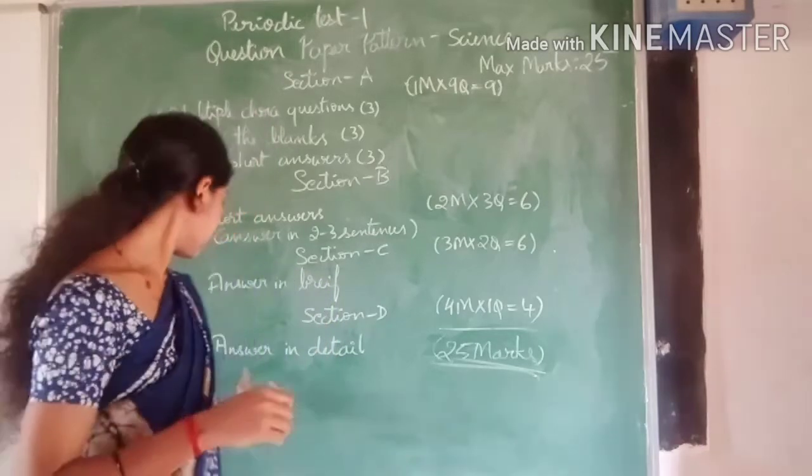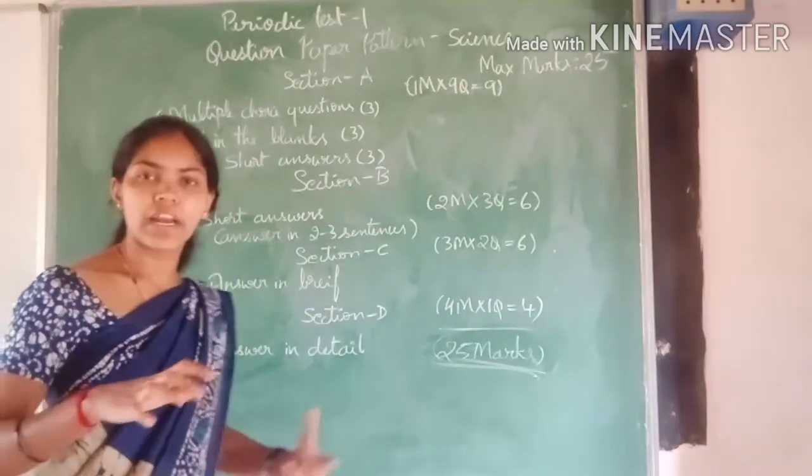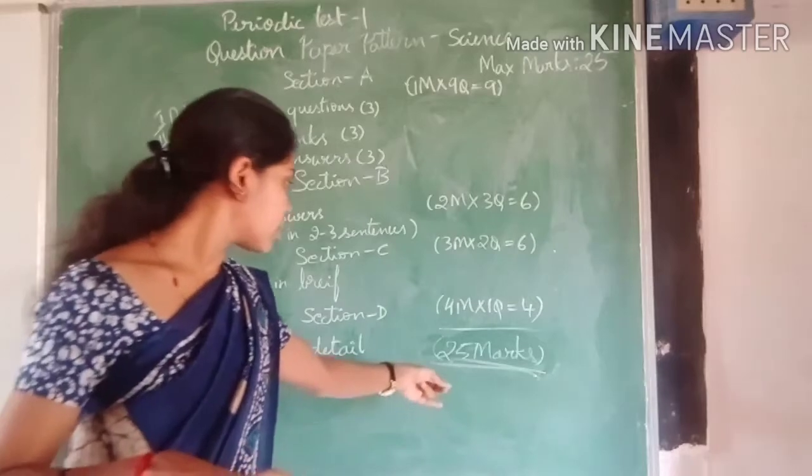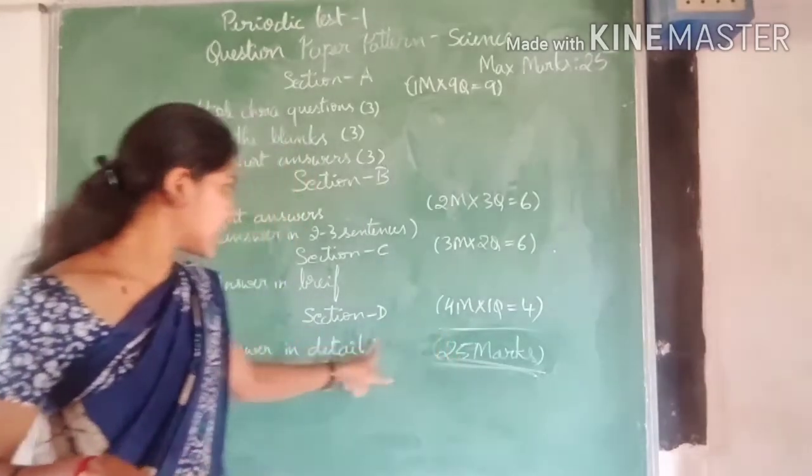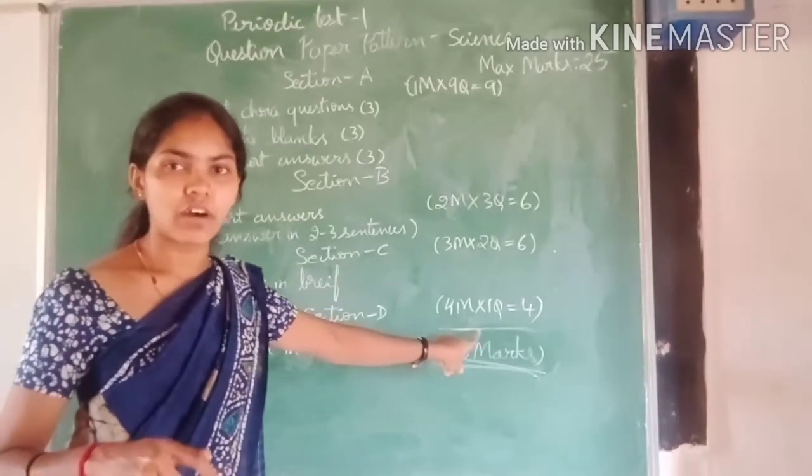Then answer in detail, you have to write all the points. It carries 4 marks. Okay, answer in detail. Section D carries 4 marks. You have to write all the points.